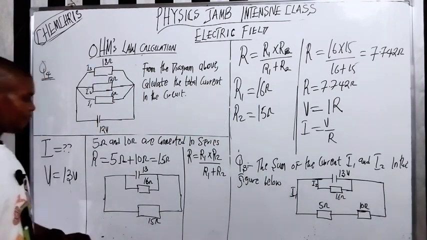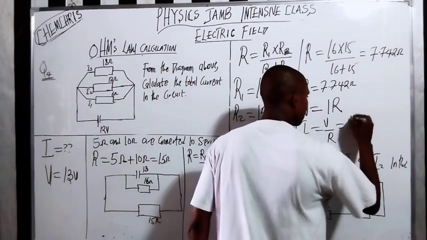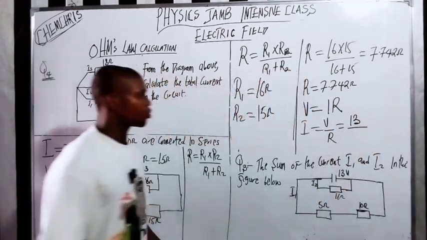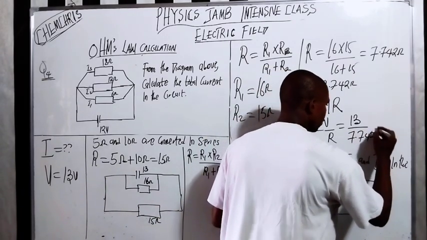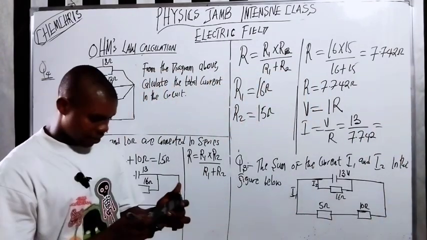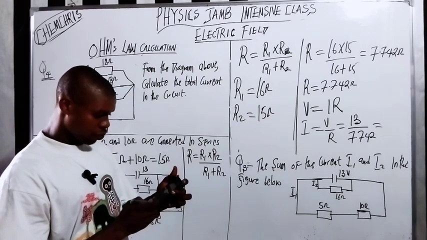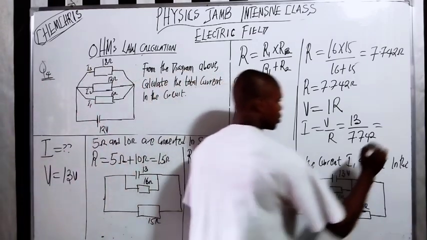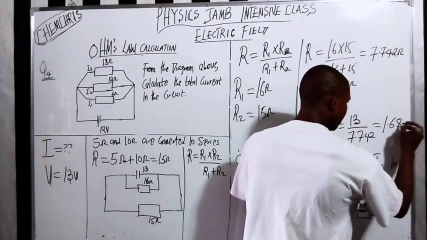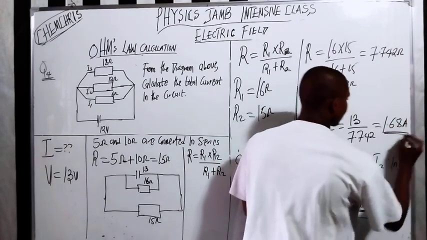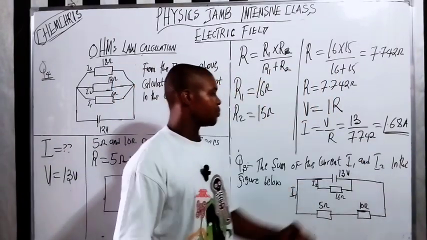So my V is already 13. It was already given to me. So it's going to be 13 over my R, which is 7.742. So if you divide it here, 13 divided by 7.742, you have 1.68 amperes. That will be the answer. You see that this will be the answer.